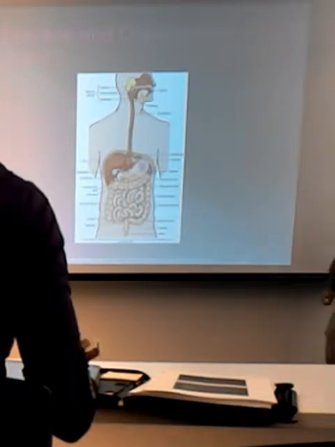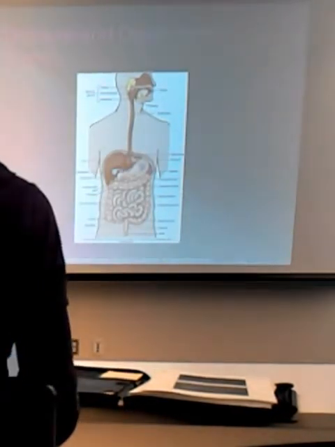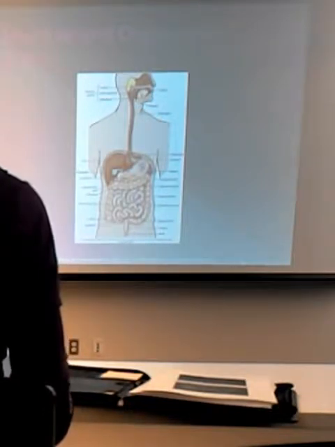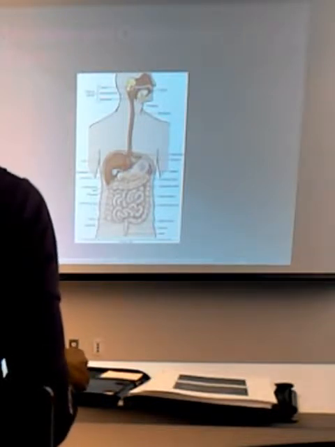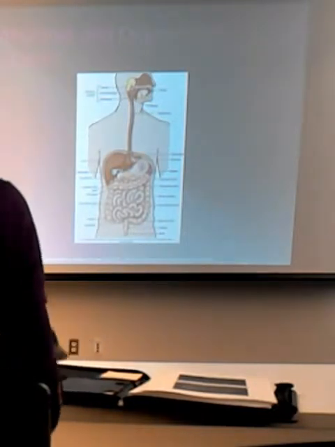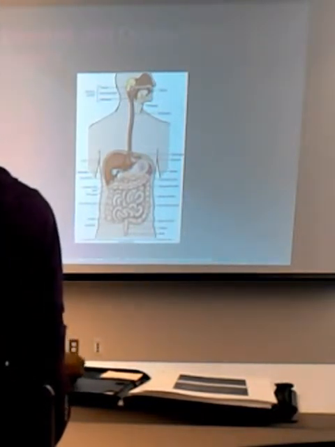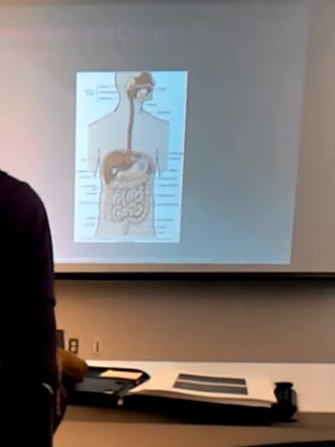So here's the anatomy of the GI tract, and we're going to go through every part of this. I just want to point out a few things. One is, I'm going to say this like a trillion times. We've got the mouth. What happens in the mouth? Many things happen in the mouth, but that's where we begin carb digestion.